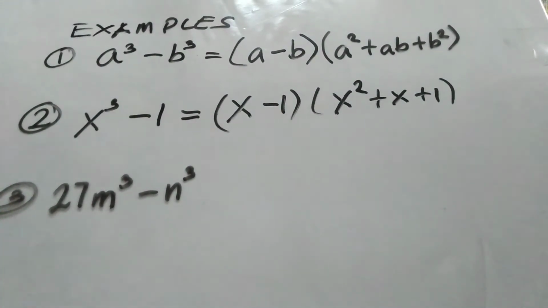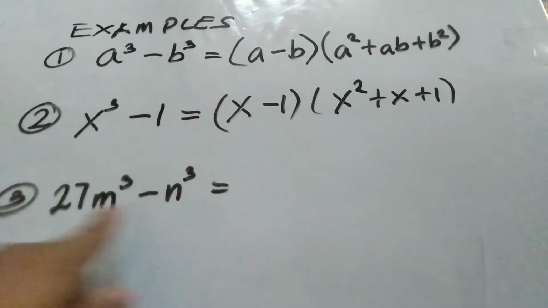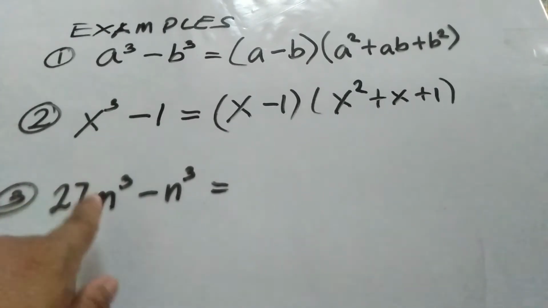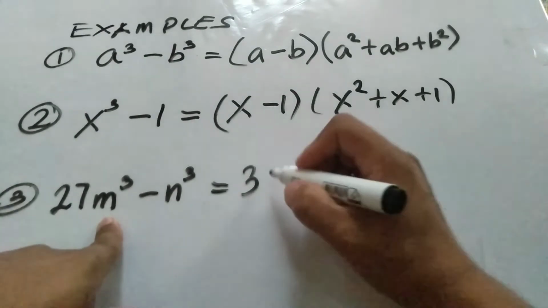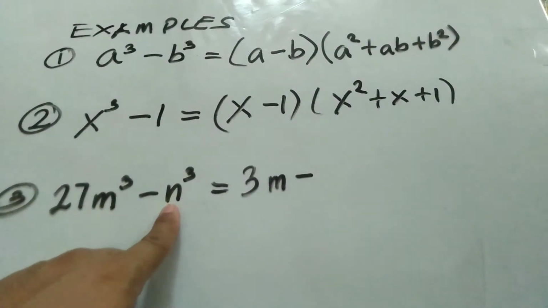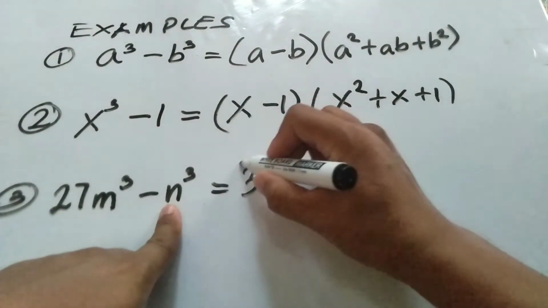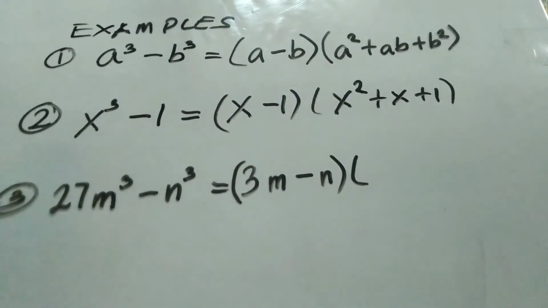Next, for number 3. Again, the same procedure. Paulit-ulit lang po yung ating gagawin. Okay? Cube root the first term, cube root the second term. What is the cube root of 27m cube? Cube root ng 27 is 3. M cube is m. And then, follow the sign. Cube root ng n cube. That is n. Yan po yung ating unang factor. Next, pangalawang factor po natin. Still continue and follow the process.